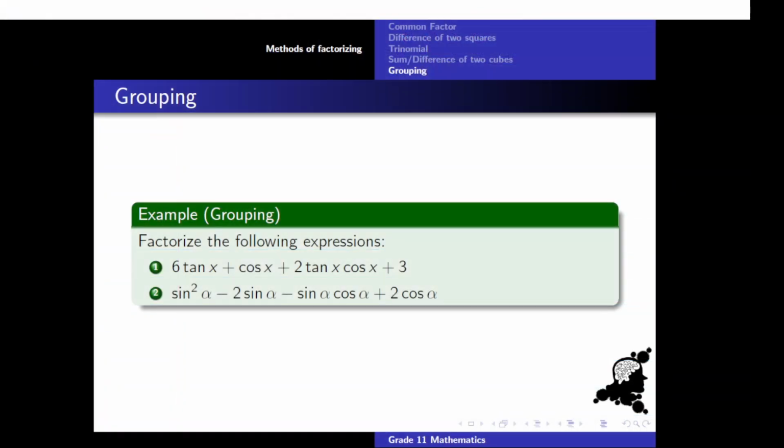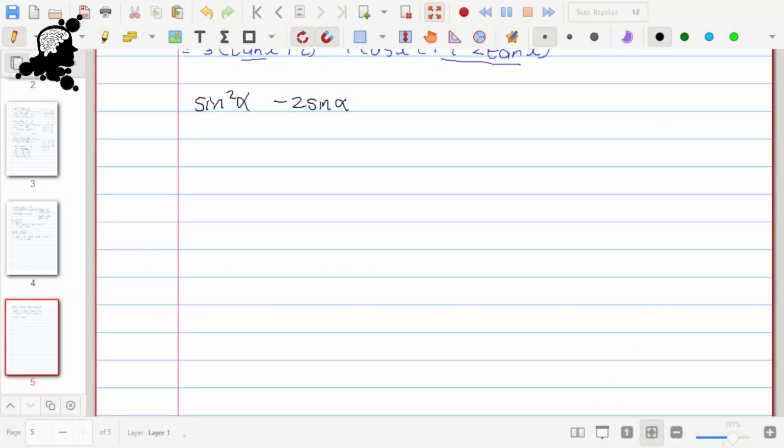Let me just check if I'm copying the correct thing. Yes. All right. Minus sine of alpha cos of alpha plus 2 cos of alpha. Once again, we need to choose, and be very careful on how you make your choice here. We need to choose which terms have a common factor within them.